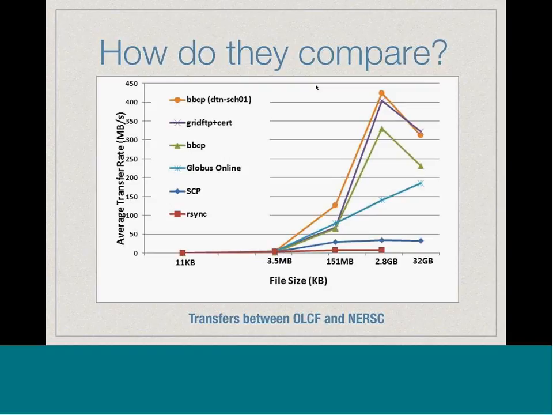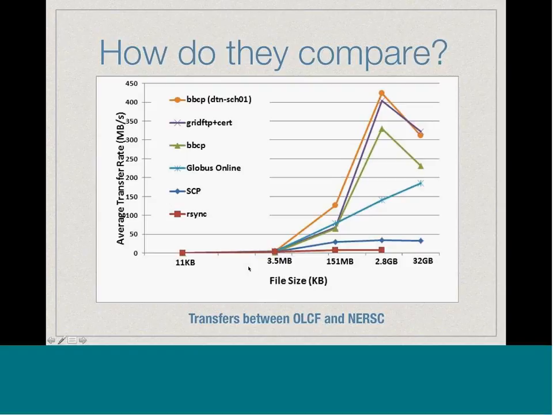The study measured the rate in megabytes per second to transfer files, starting at 11 kilobytes all the way up to 32 gigabytes. We actually did a terabyte as well, but that study has not been published yet. And we found that the fastest that we did was with BBCP or Globus URL copy on our scheduled DTNs.